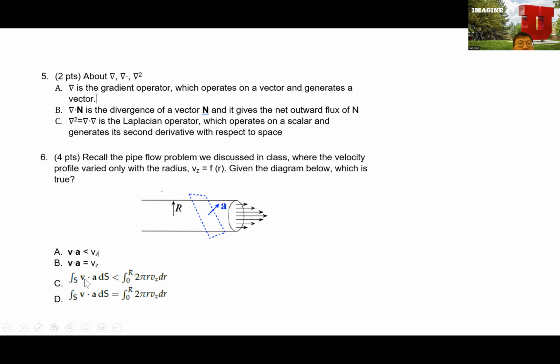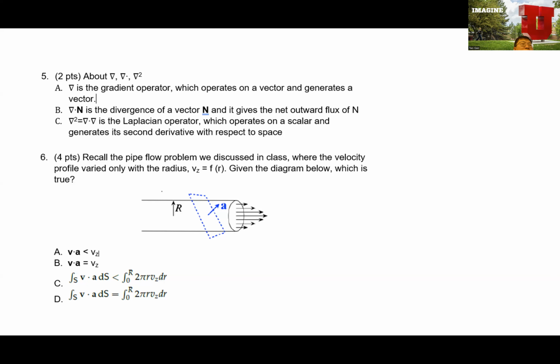Although V, in this case, V dot product with A is smaller than Vz, when you do the integral, as you can see, this whole surface passes through the whole tube, right? So the cross section really covers the whole cross section of the tube.